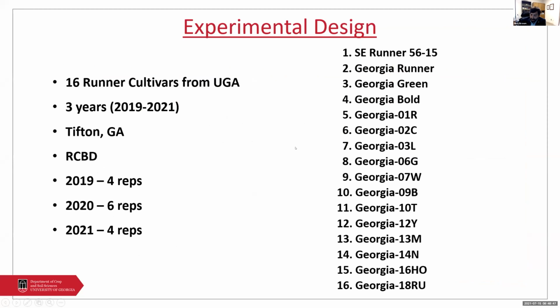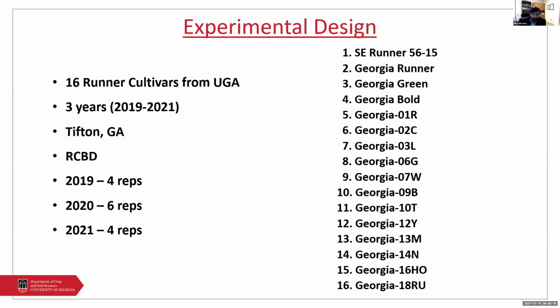The experiment I chose to validate these methods on, it's a genetic gain study I've had running for a few years now. We're getting ready to publish the results of that study, but it contains 16 runner cultivars released by the University of Georgia, the first of which is Southeast Runner 56-15, which is UGA's first runner cultivar released in 1937. The second is Georgia Runner, which is Dr. Branch's first runner cultivar, and then almost all of the runner cultivars that he's released since then, up to Georgia-18RU.